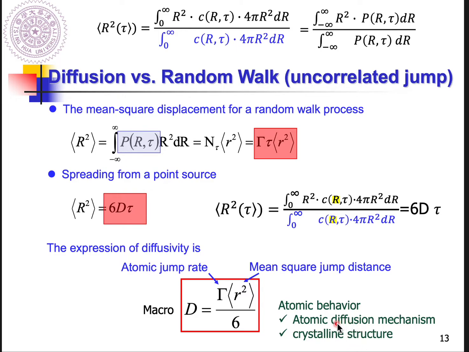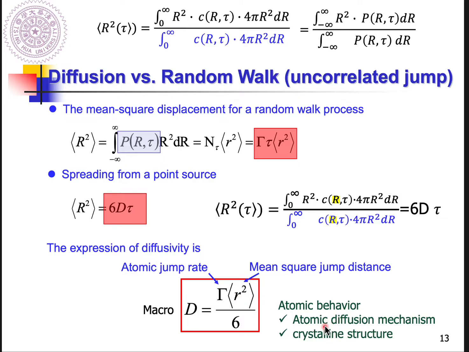Some people probably will ask why. Because small r is the jump distance. The jump distance depends on the crystal structure, right? Because the atoms must jump to the nearest possible available locations. So the nearest one in a crystal must associate with the lattice constant, so it will be related to the crystal structure.